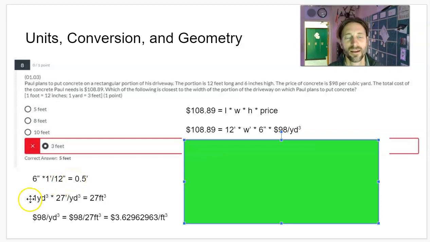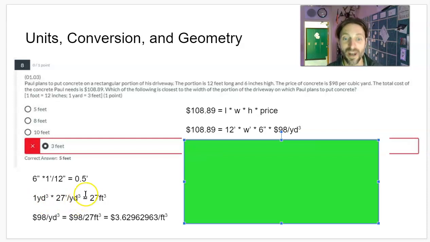Now the cubic yard is tricky because you can think of it like a Rubik's Cube. You've got one Rubik's Cube, it's a cubic unit, but there are actually 27 individual cubes within that cube, and that's the same thing with yards. 3 feet wide times 3 feet high times 3 feet long. So 3 times 3 times 3 is 27. So in 1 cubic yard, there are 27 cubic feet.